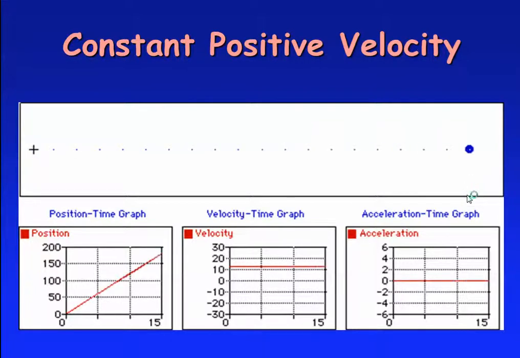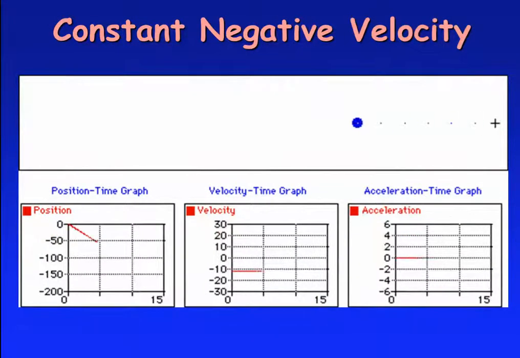Okay, constant positive velocity, that the graph of position versus time is always going to be a diagonal line with a positive slope. And the velocity time graph will always be a horizontal line that's above 0. It'll be positive, at a positive value. The acceleration versus time graph is a horizontal line at 0 because there's 0 acceleration.